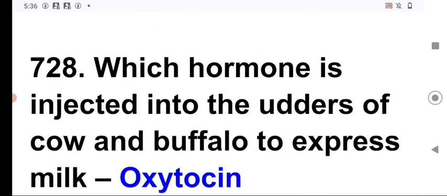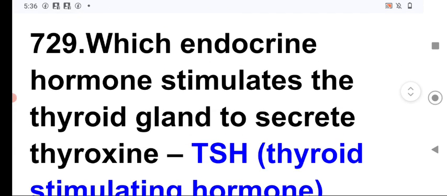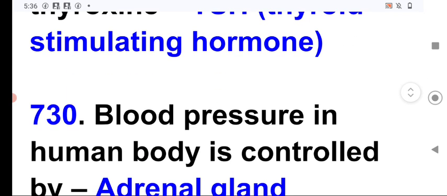Next question, which hormone is injected into the uterus of the cow and buffalo to express milk? This is oxytocin. Next question, which endocrine hormone stimulates the thyroid gland to secrete thyroxine? This is the thyroid stimulating hormone, which stimulates the thyroid gland to secrete thyroxine.